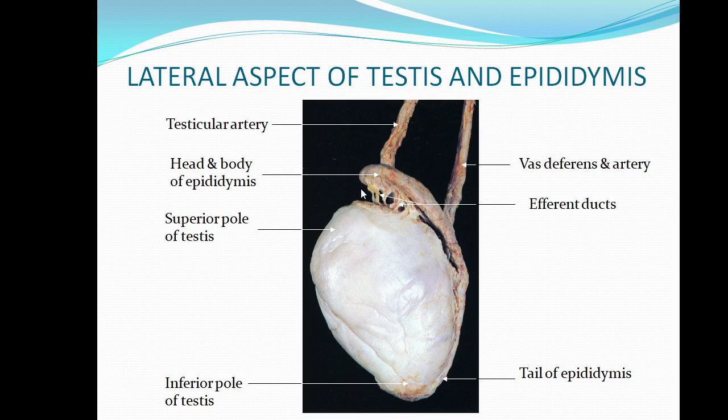Here you can see the head, it is connected to the upper pole by efferent ducts. This vas deferens, you can see, is accompanied by the artery of the vas deferens, and this is what you can see, the testicular artery.